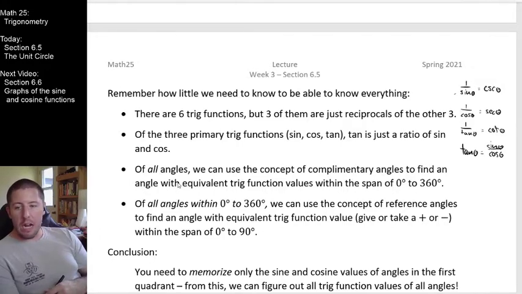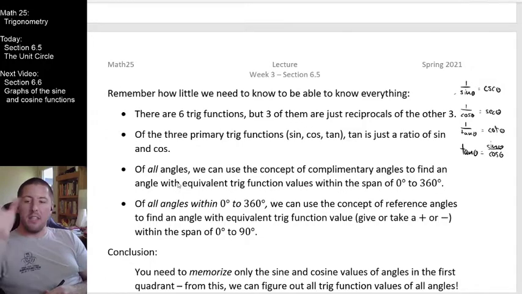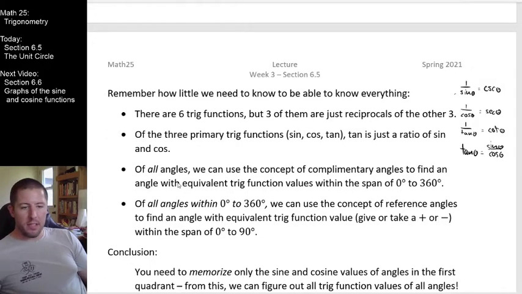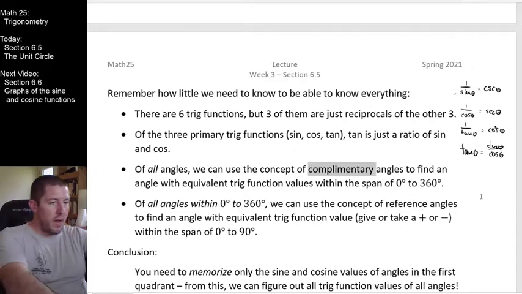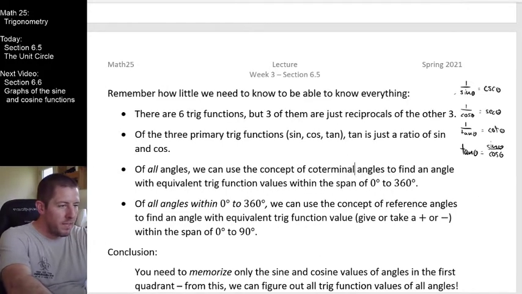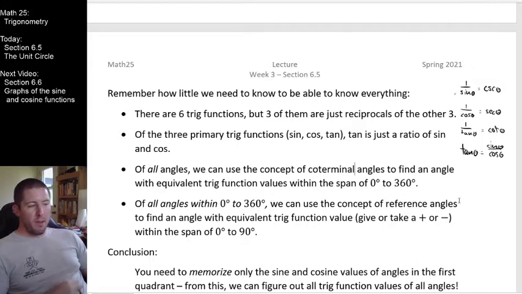So even if we're talking about the cosine of 1500 degrees, I could chop off the additional bonus revolutions that we've done and find a single angle within 0 to 360 that has the same trig values as all of ours right there. Sorry, I got the wrong word there: complementary, coterminal. That's not the right C word. The concept of coterminal angles lets us find an angle with equivalent trig functions within 0 to 360.